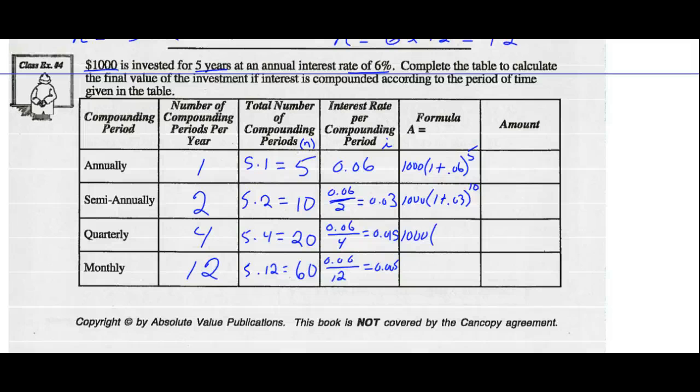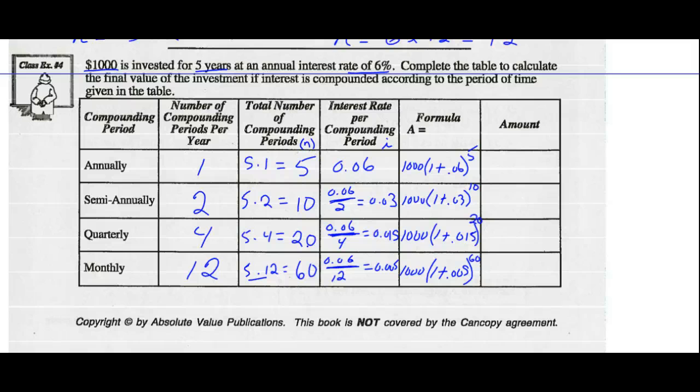Part C, quarterly, 1,000 times 1 plus 0.06 divided by 4 is 0.015, and it's 5 years, 4 times a year, 20 compounding periods. And finally, 1,000 times 1 plus 0.06 divided by 12 is 0.005, and 12 times a year for 5 years is 60 compounding periods.